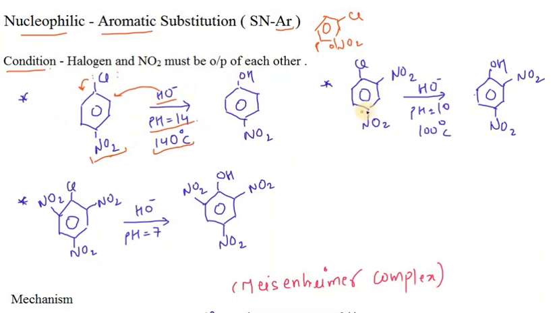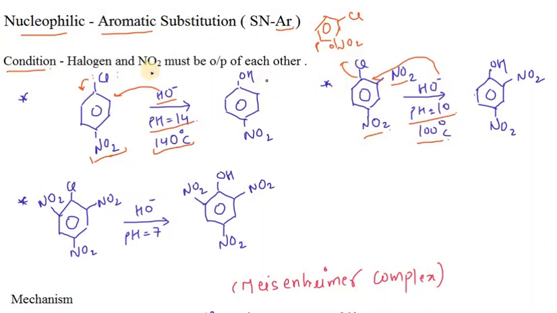Now if you see, when we have NO2 at one of the ortho positions and one of the para positions, in that case we need a little bit less temperature. We need 100 degrees Celsius. It works at 100 degrees Celsius, and it also works when pH is 10. Even when pH is 10, OH minus is again able to replace the chlorine.